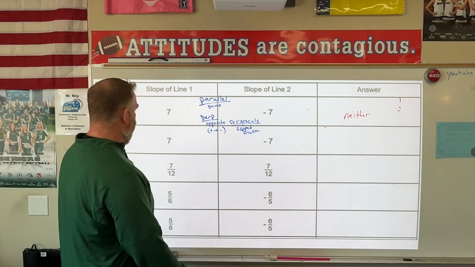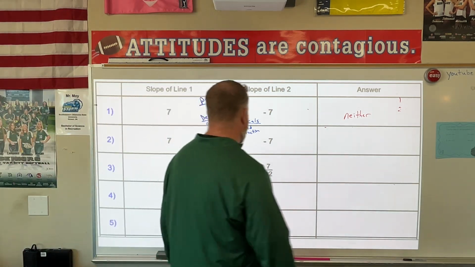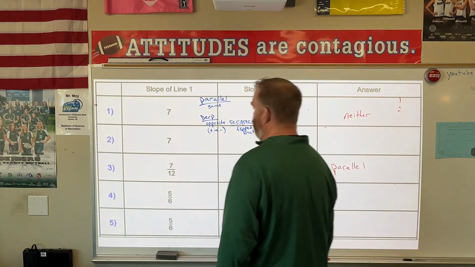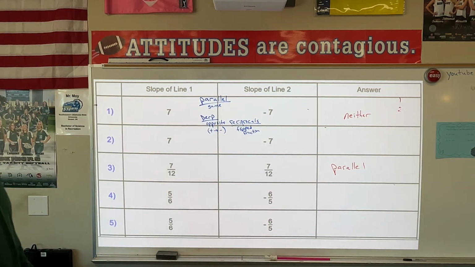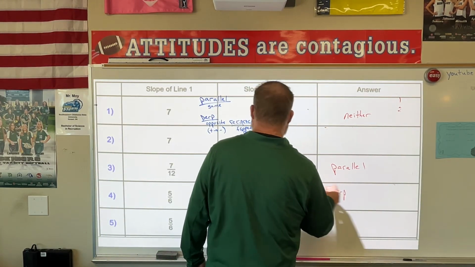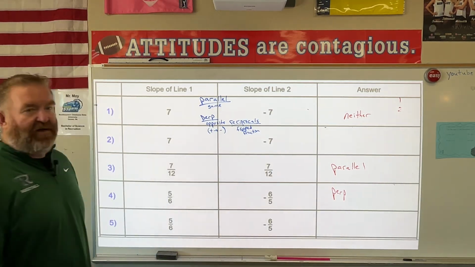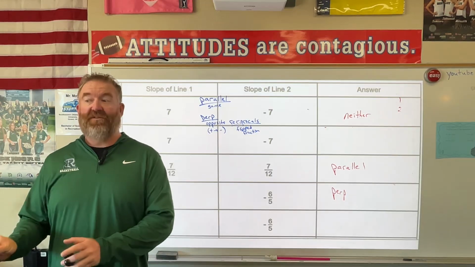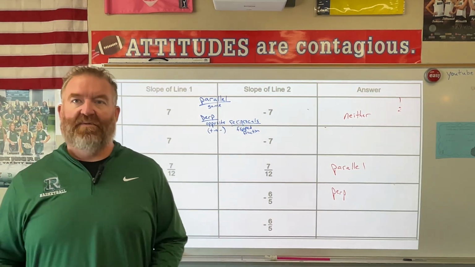7 and negative 7, we already know. Let's go down here. 7 and 12. Parallel, perpendicular, or neither? This one's parallel. I guess I could have proofread this before I looked at it. Okay, that's fine. 5/6 and negative 6/5. This one's perpendicular. Does everybody understand parallel, perpendicular? Same slope. Does anybody not understand? We're good? Just make sure you understand parallel and perpendicular, okay?